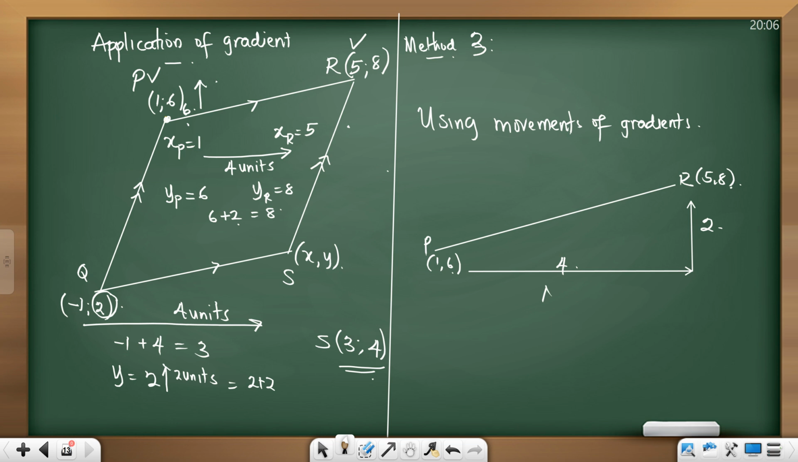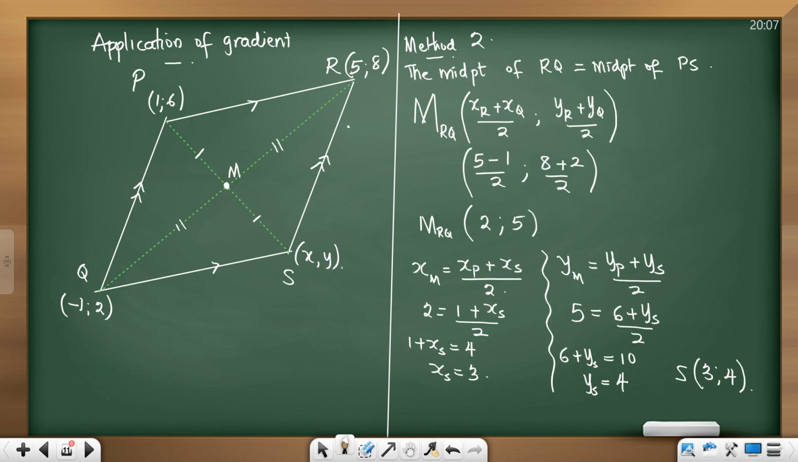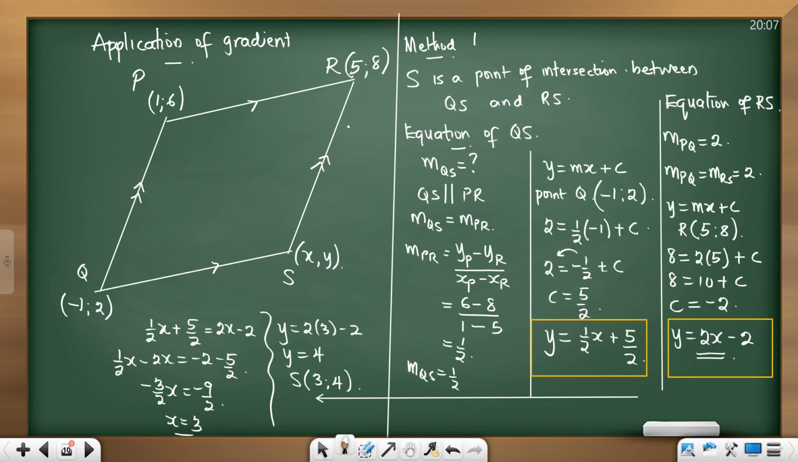Guys, what is my gradient? Change in Y over change in X. What's my Y? 2 over 4. Do you remember the gradient was half? So gradient is your change in Y over change in X. We are changing the Y values by 2 and the X values by 4. Do you remember the gradient of PR was half? If you go back, it's there. We did that. Gradient of PR, it was half.